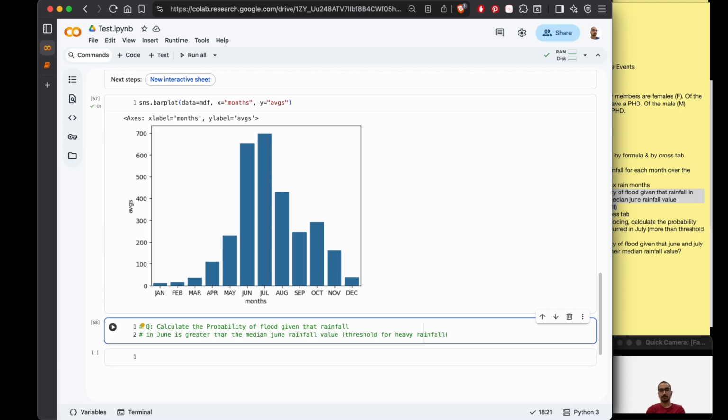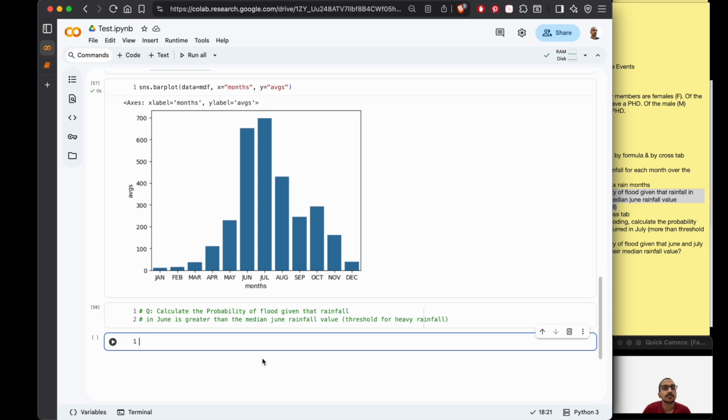So if the rainfall in that row value is greater than the median of that month, then it's heavy rainfall. If it is less than the median, then we'll consider it as not heavy. So just to make things simpler, we'll set the heavy rainfall as 1 and not heavy rainfall as 0. So we'll modify our table to make things easier.